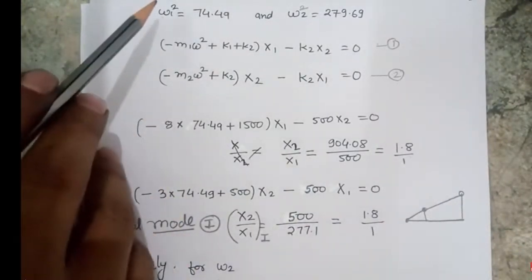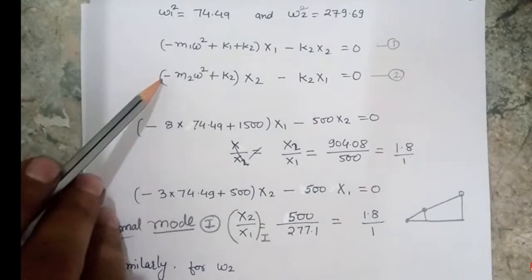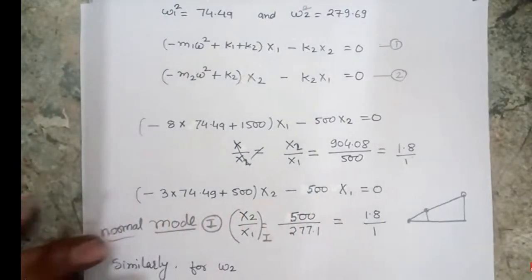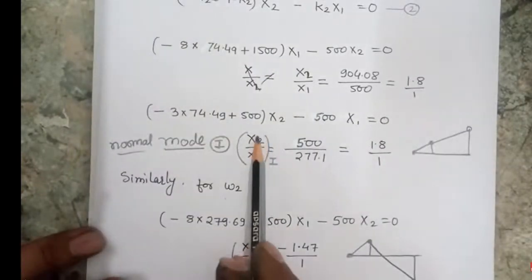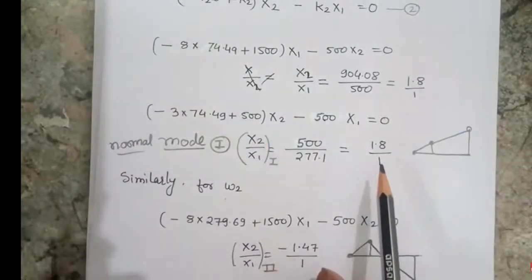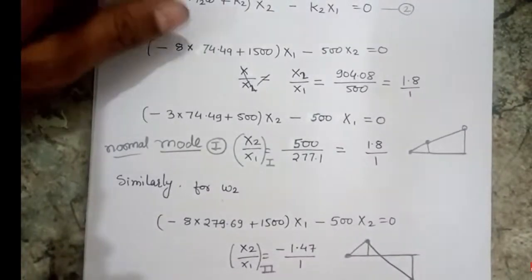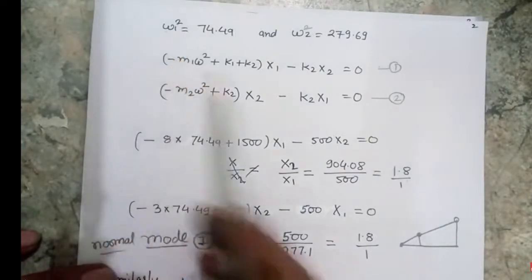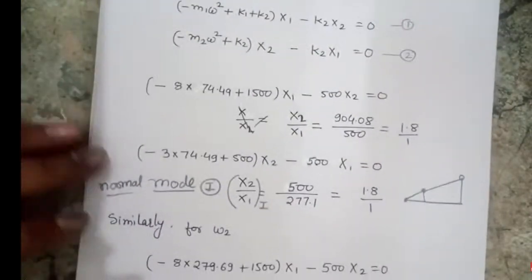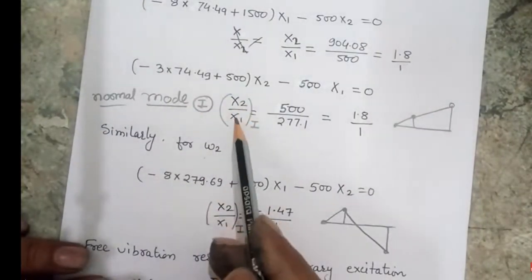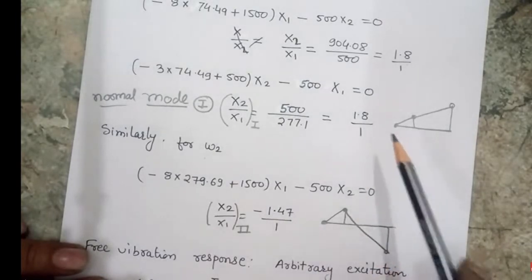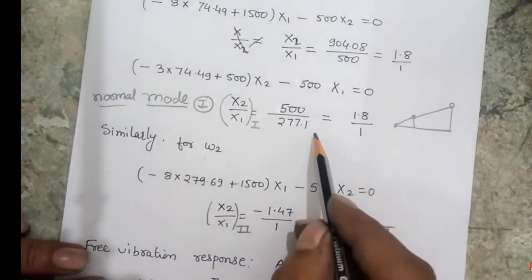Similarly, when I put the omega 1 value into my second governing equation, represented by this equation, I again get the same ratio, X2 by X1 equal to 1.8. So now we can see that whether we put the value in the first or second equation, we get the same expression for X2 by X1, and this X2 by X1 just represents the motion of the two masses when the system is vibrating with frequency omega 1.